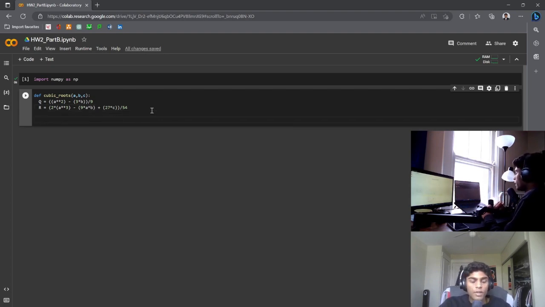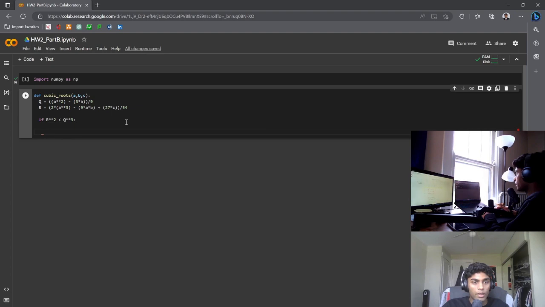Right? So now within this function, we're going to have to create our if statement based on our condition that R squared is less than Q cubed. So let's go ahead and create our if statement. So if R squared is less than Q cubed, then we are going to calculate a theta value.